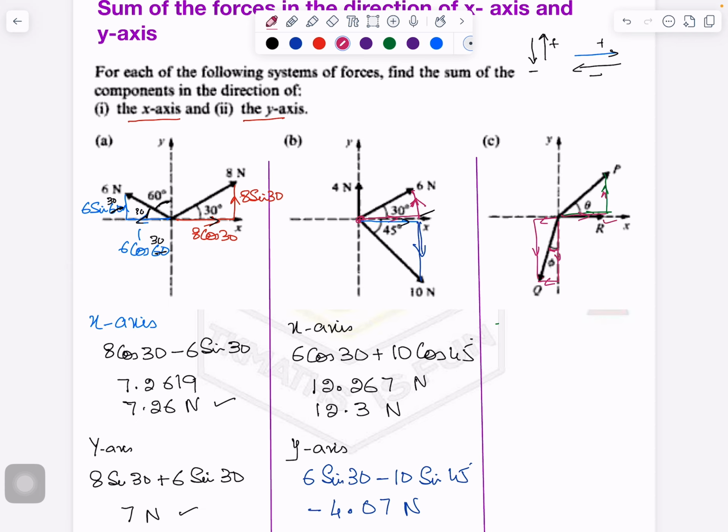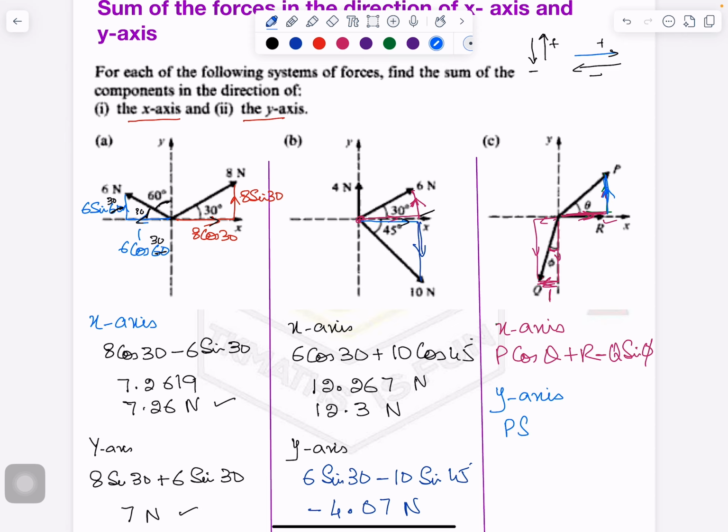R itself is only along x-axis. So let's see along x-axis first of all. So with respect to P, this one is acting here. So it is P cos theta plus R. This one, if you see here, is acting backward. So this is minus Q sine phi. Right? Now if I see along y-axis, this force which is for P, it is acting upward.